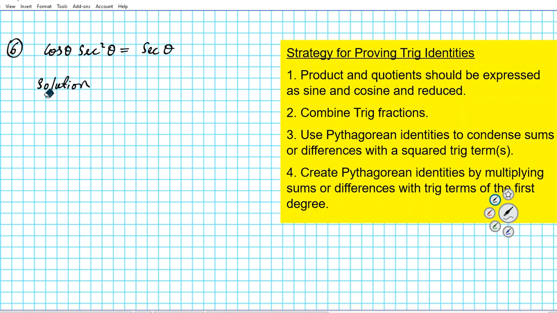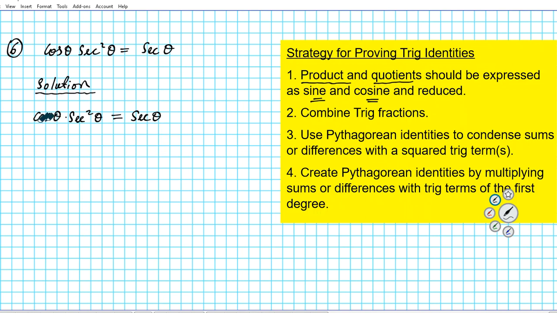Now, if we take a look at the yellow box to the right, we're going to see the strategy that we're going to be implementing for carrying out our proofs in this series. Okay, so back to the problem. Cosine theta times secant square theta is a product of two trig functions on the left side. Now, if you take a look at the strategy here, step number 1 advises us to express products and quotients using sine and cosine and reduce.